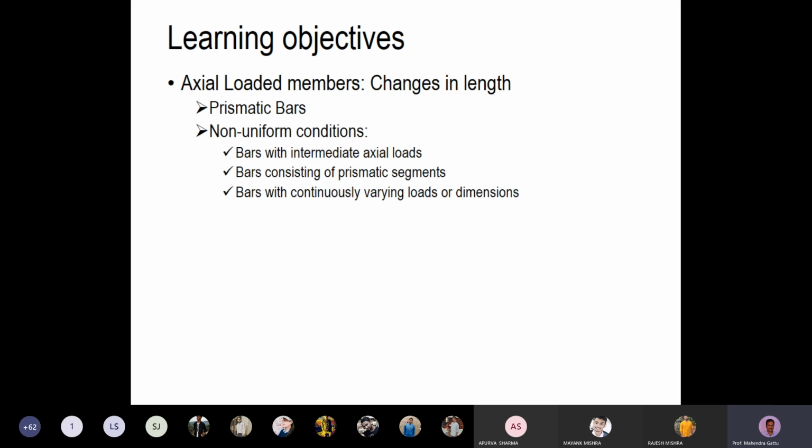So the third case is where the bar is varying continuously. So you can think of a cone shape, that is, bars with continuously varying dimensions. Or you can have continuously varying loads. So suppose there is self weight acting on the bar. So the axial force within the bar will keep changing at every cross section. So for these kinds of bars, there will be non-uniform strain. So we'll be looking at all these problems in this class.